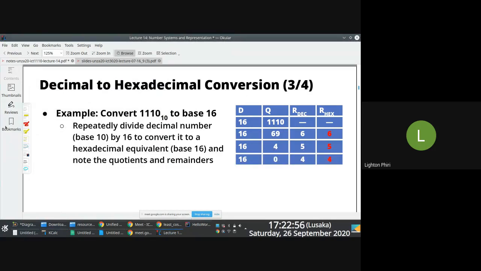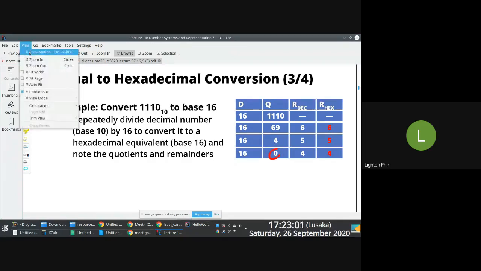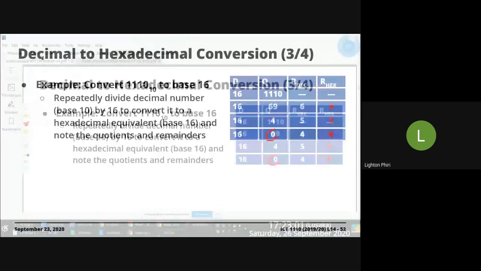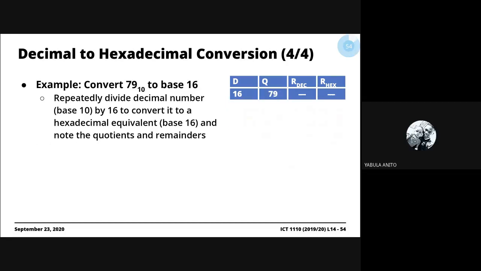So 4 divided by 16, the answer is 0, remainder 4. The point when you get to a 0 here, when you get the answer of 0, is when you stop, right? And your answer is going to be what you have on the far right here, the remainders from bottom to top, right? So the answer is going to be 4, 5, 6, base 16. Is this making sense? Yes, it is. Okay. I know it's simple enough. So the same process here. I think we're already good at this, so we don't really have to waste a lot of time here.